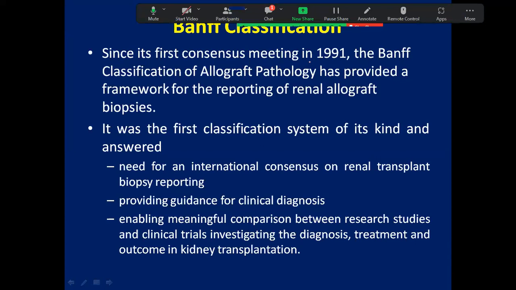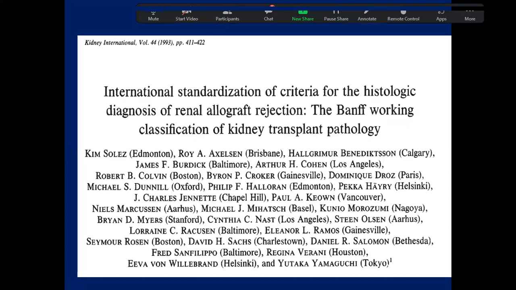Since its first consensus meeting in 1991, the BANF classification of allograft pathology has provided a framework for reporting of renal allograft biopsy. It was the first classification system which answered the need for an international consensus on renal transplant biopsy reporting. It provided guidance for clinical diagnosis, and it also enabled meaningful comparison between research studies and clinical trials investigating the diagnosis, treatment, and outcome in kidney transplantation. The first BANF meeting was held in 1991, and the article was published in 1993 in Kidney International.